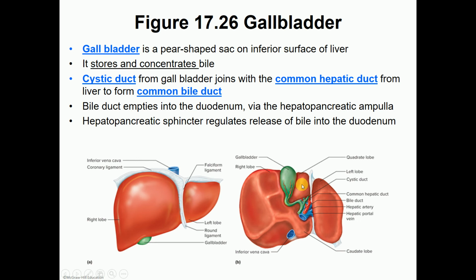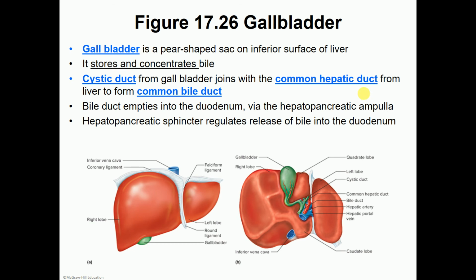Now for the gallbladder, and that is the sac, okay, that is found on the back of the liver. So this again is an anterior view. This is a kind of a posterior view. And now you can see the gallbladder. Again, it stores and concentrates bile. It does not make it.